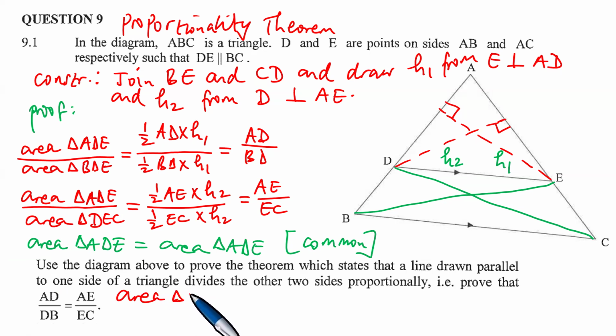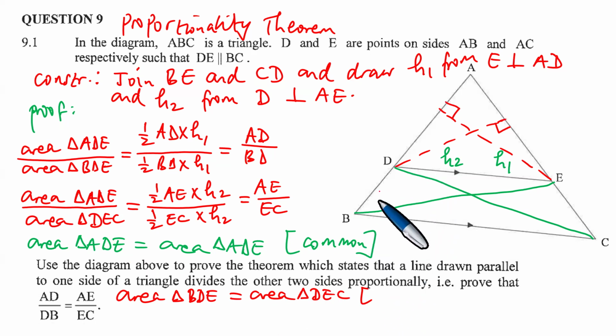Area of triangle BDE equals area of triangle DEC. And therefore, what we then have here is the basis: the area of triangle BDE is also equal to the area of triangle DEC. Why are they equal? Because they have the same base.